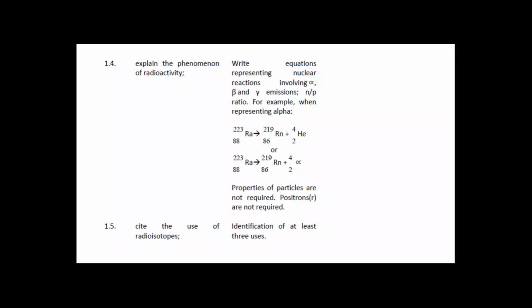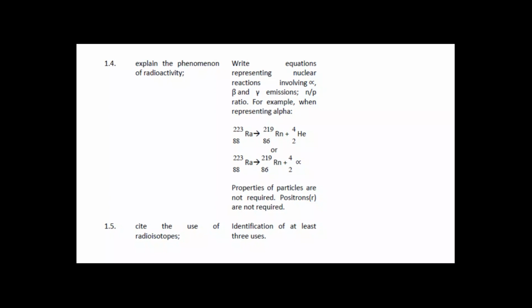I'm going to write equations representing nuclear reactions involving alpha, beta, and gamma emissions, and mention the neutron to proton ratio. For example, representing alpha decay, where we have 226 88 radium going to 222 86 radon plus 4 2 He, or alpha particle.